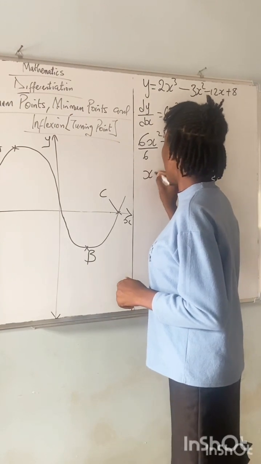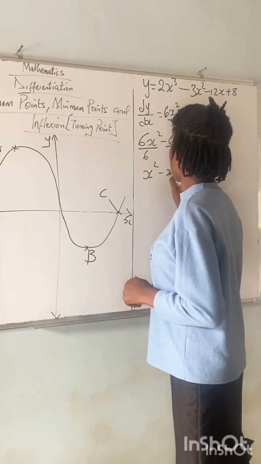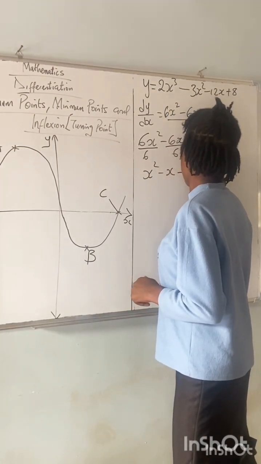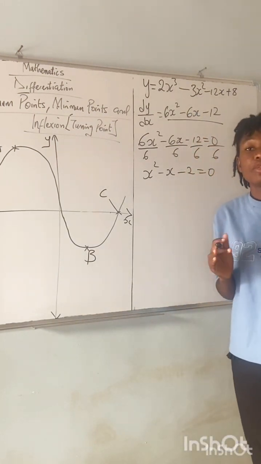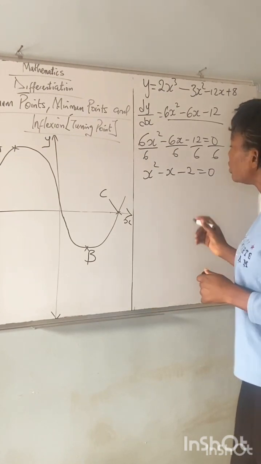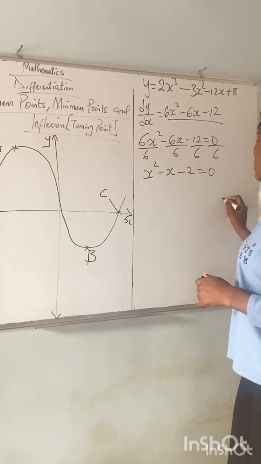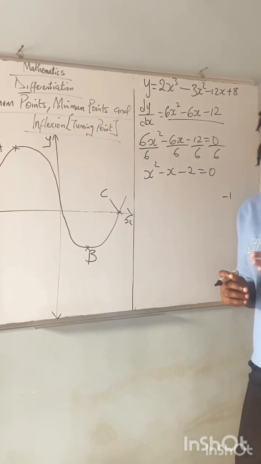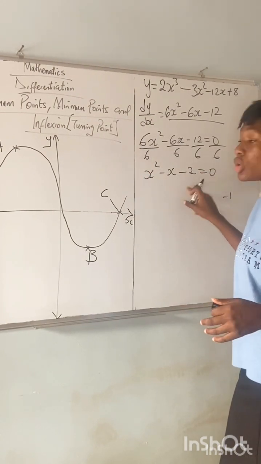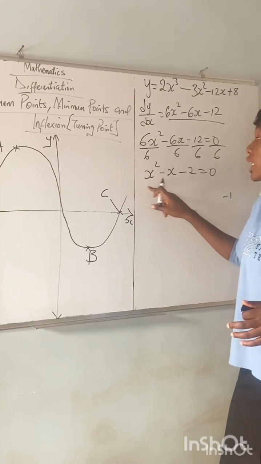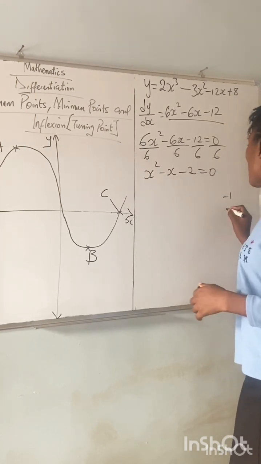So we'll be having x squared minus x minus 2 is equal to 0. Now I'm going to be applying the factorization method very quickly. We'll be considering our middle term, which is minus 1, and now we'll be considering the product of our first term, the coefficient, and our constant. Here our coefficient is 1, and then we have minus 2, so we are having minus 2.